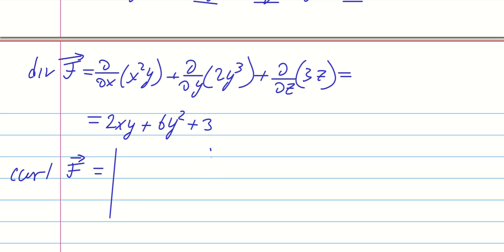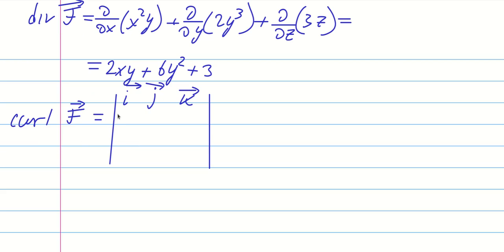And in the matrix, we put i, j, and k. And we put over here the partial with respect to x, the partial with respect to y, and the partial with respect to z, of x squared y, the first component, 2y cubed the second, and 3z the third.